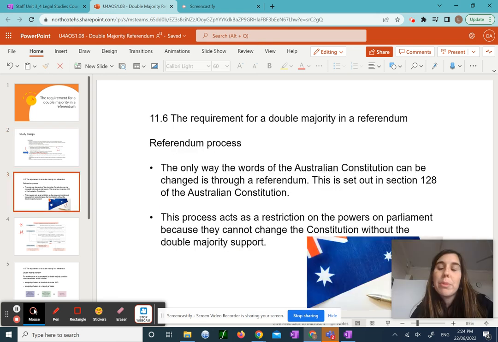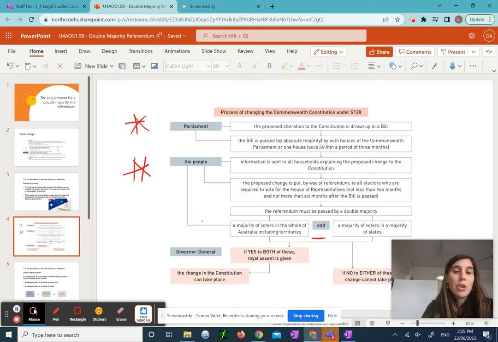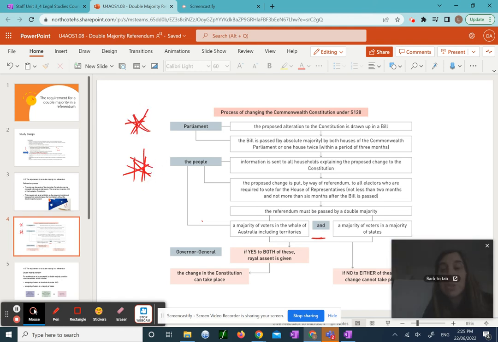Okay, so what is a referendum? A referendum is a vote by the Australian people to change the wording of the Constitution. This acts as a restriction on Parliament, as the Parliament cannot make laws that change the Constitution without the support of the Australian people. So there are 2 main things that we need to do in order to start a referendum in Australia.